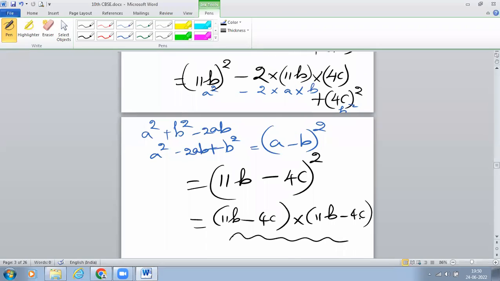We are using the formula a square minus 2ab plus b square is equal to a minus b the whole square. That formula we are using here. Completed means you can tell me.